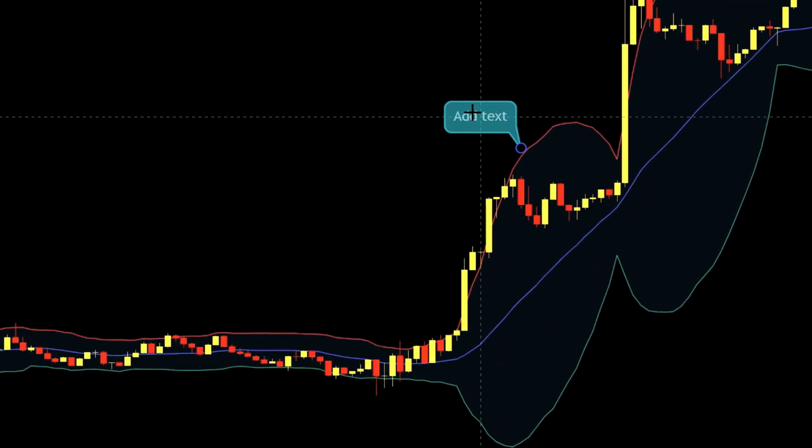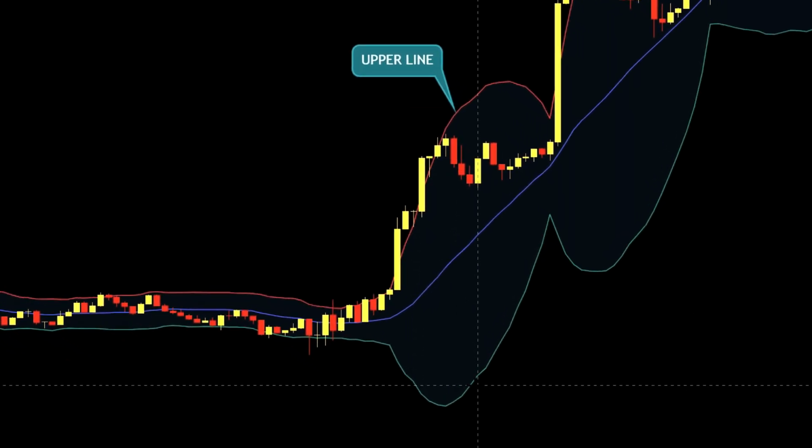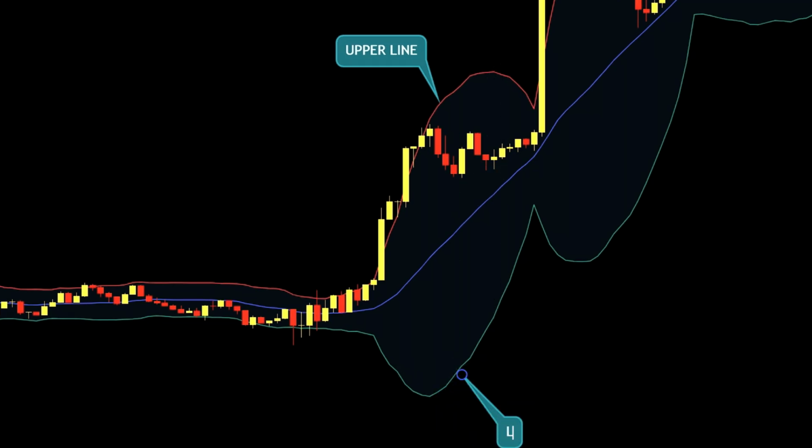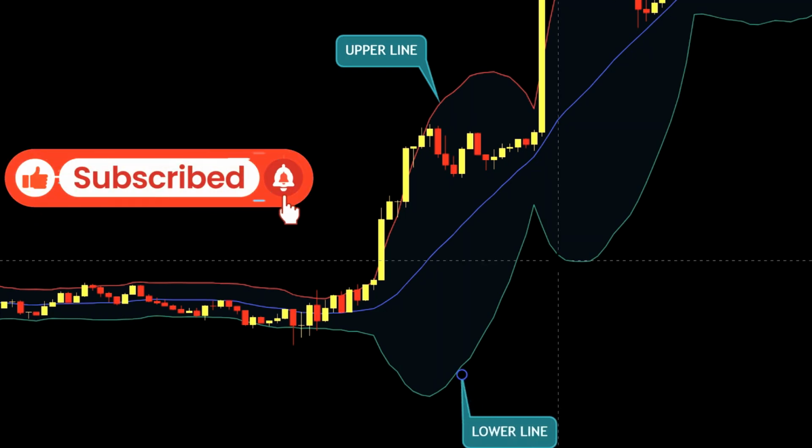Now, the upper and lower lines, these are the bands. They tell us how much the price is usually moving, or how volatile it is. When the price is jumping all over the place, these bands will spread out wide. But when things are calm and the price isn't moving much, they'll squeeze together. This squeeze can actually be a pretty cool signal.